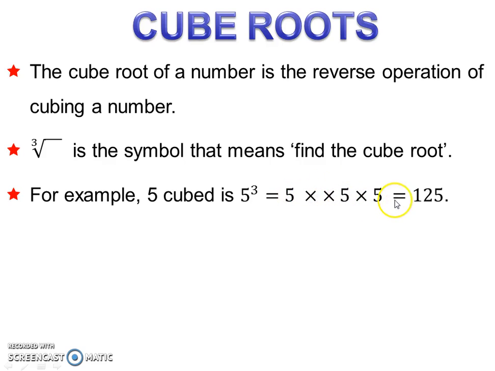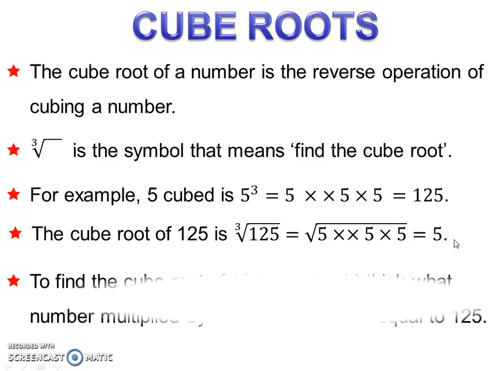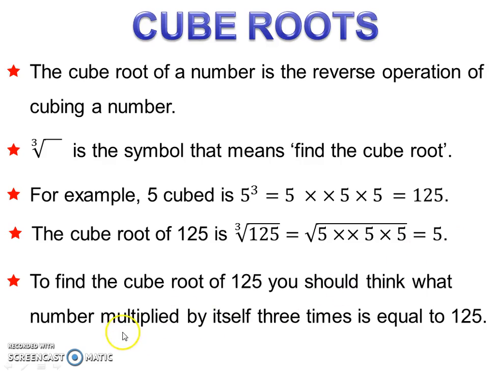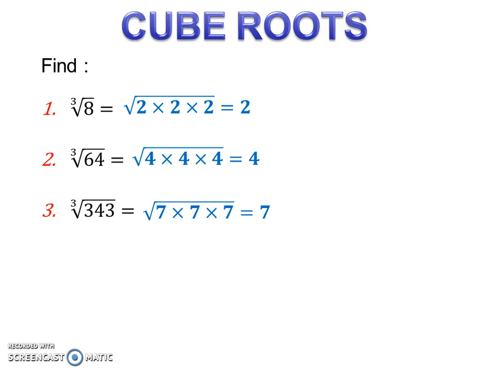5 times 5 times 5 is 125. So the cube root of 125 is just the 5. To find the cube root of 125, you're thinking, what number multiplied by itself 3 times gives you 125. So the cube root of 8, 2 times 2 times 2 is 8, so the cube root of 8 is 2. The cube root of 64, that's 4 times 4 times 4, so the answer is 4. Now, the third one here, kind of tricky, but the more you see them, the easier they are to recognise, and that one's 7.